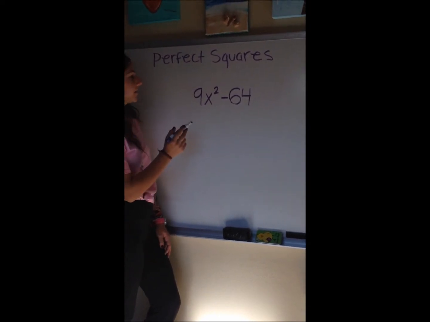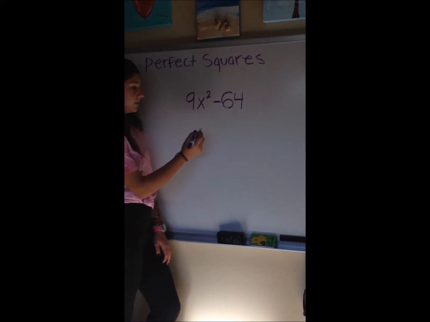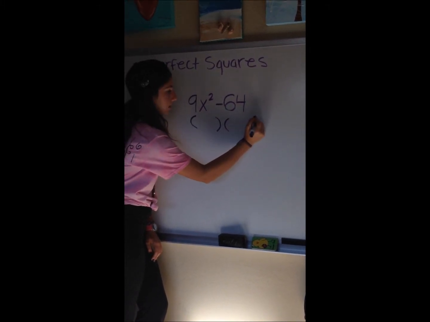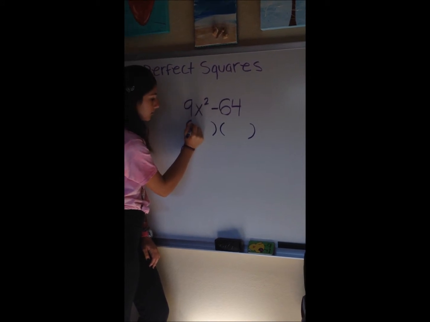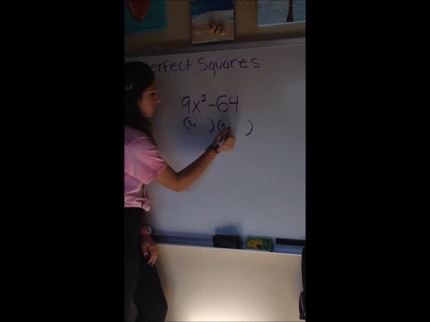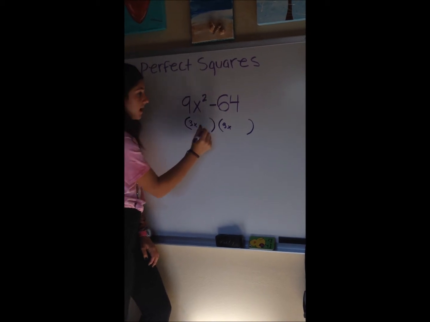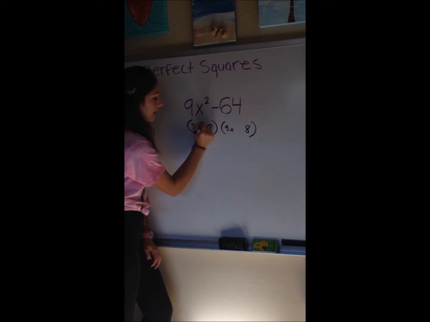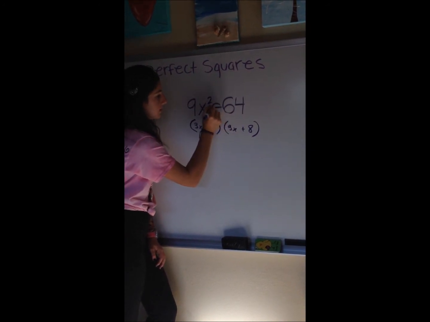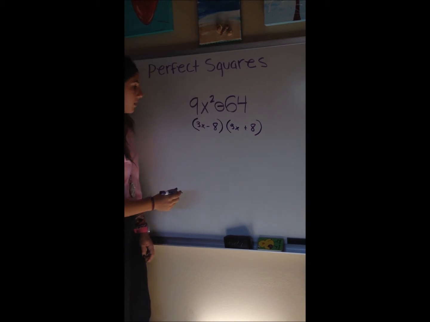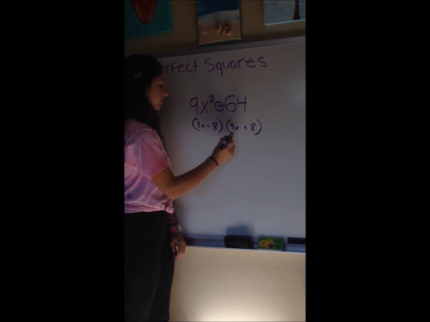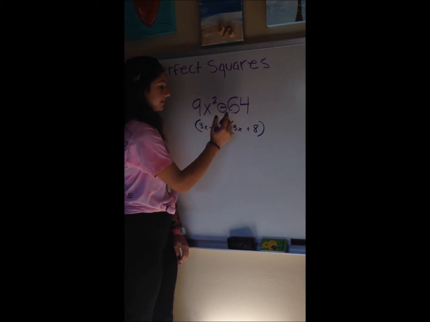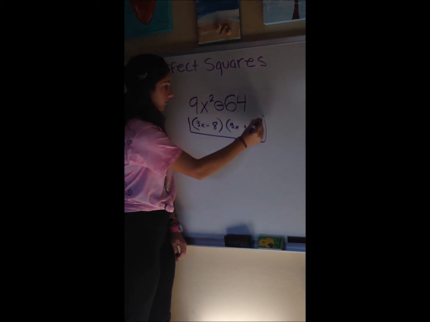Okay, solving perfect squares is basically just breaking the problem down. So first let's start off with parentheses. Now 3x times 3x equals 9x squared. And 8 times 8 equals 64. But we know that a negative and a positive will give us a negative answer. Okay, so since 3x times 3x equals 9x squared and negative 8 times positive 8 equals negative 64, this is your answer.